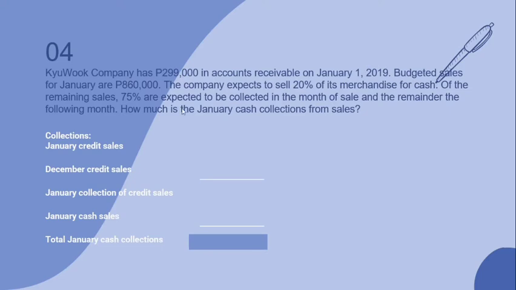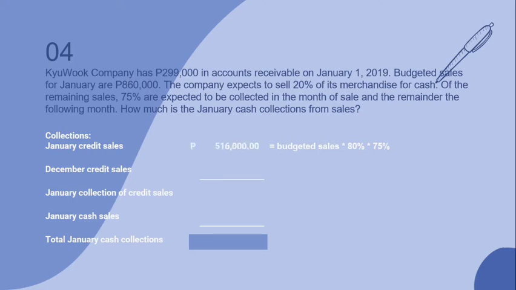So, our collections: first, January credit sales, then December credit sales, then our January cash sales. For January credit sales, our budgeted sales are 860,000 times 80%, because 80% of the budgeted sales is on credit, then times 75%, to get the credit sales that are collected this January.